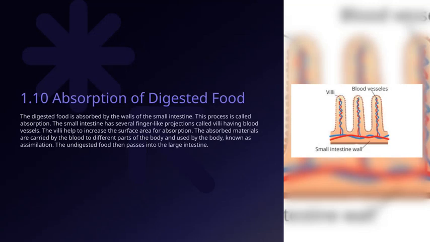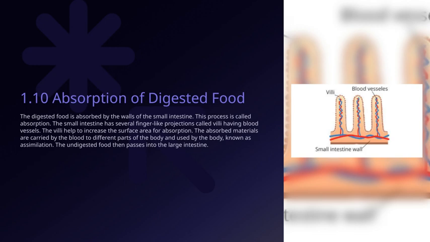Now, let's talk about how the digested food actually gets into our body and is used effectively. This process is called absorption, and it takes place in the walls of the small intestine. You can think of the small intestine as a busy hub where nutrients are taken in. The inner lining of the small intestine has these tiny finger-like projections called villi. These villi are really important because they increase the surface area, making it easier for nutrients to be absorbed. Each villus is rich in blood vessels, which helps in transferring the absorbed nutrients into the bloodstream.